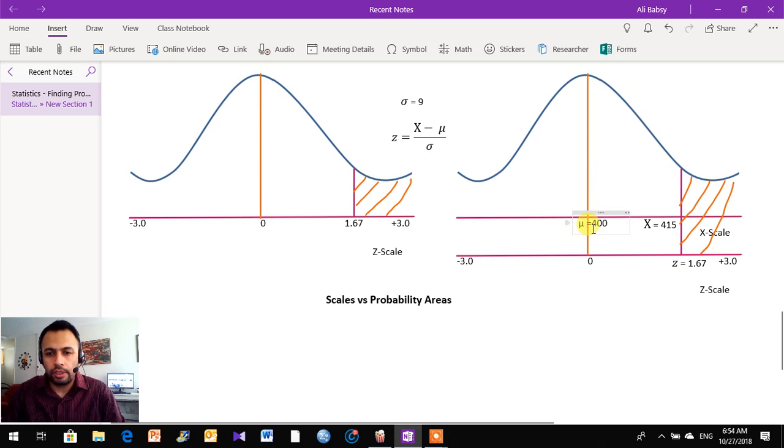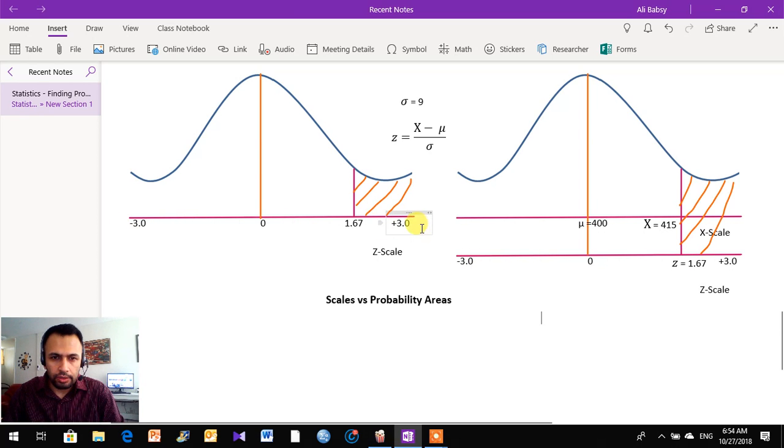And let's suppose that the population mean is equal to 400, the value of x is equal to 415, and the population standard deviation is equal to 9. Since sigma is known, then we are going to use the z-test. So the formula will be z equals x minus mu over sigma. You should plug in these values. For example, 415 in x, 400 in mu, and divide the difference by 9. You will get 1.67. So 1.67 is on the z scale.